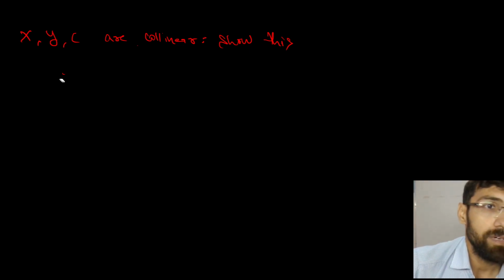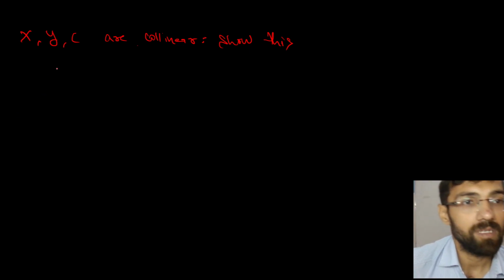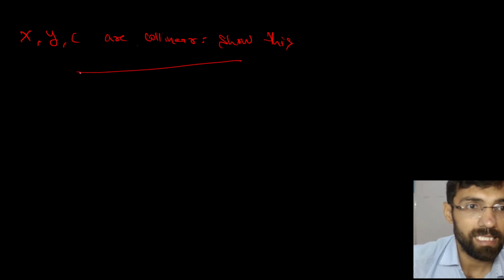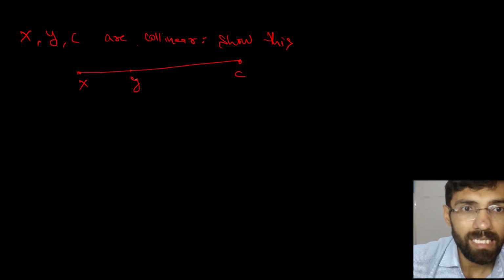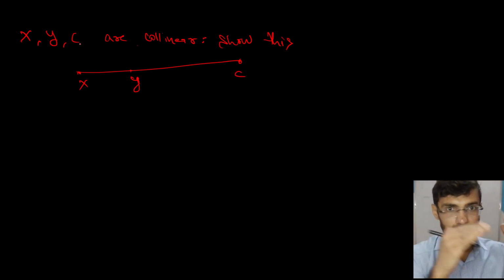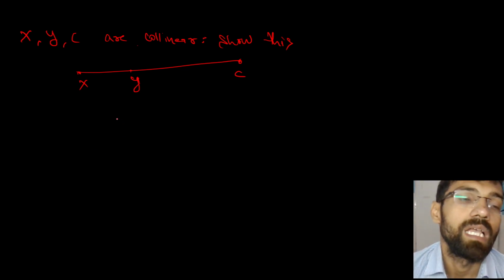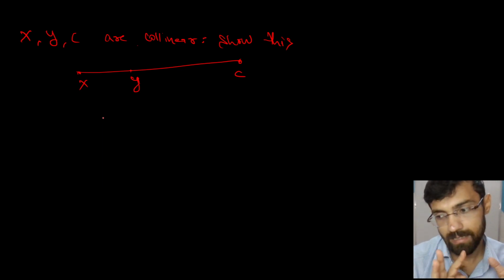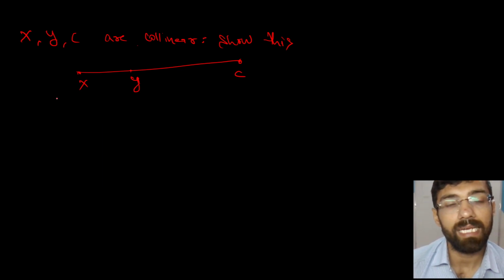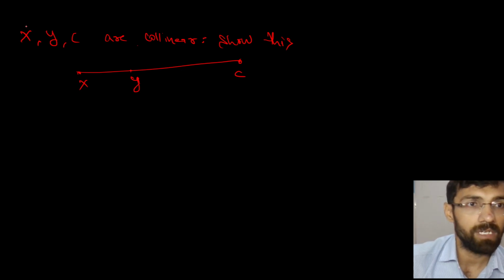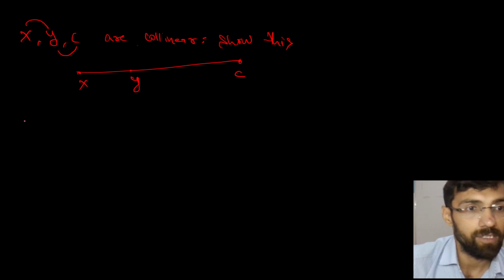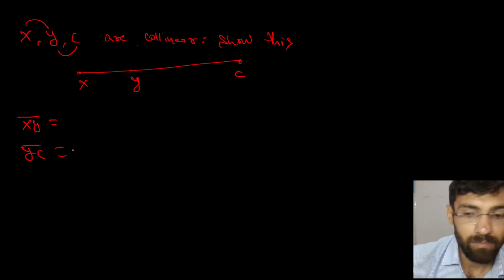Okay, so we have to show something like this. There is some X, there is some Y, and there is somewhere C. I am just trying to get an idea. When we have to show X, Y, C are collinear, it means they must be lying on the same line. So the only concept we can use is to try to find the XY vector and the YC vector. Always we will do that.